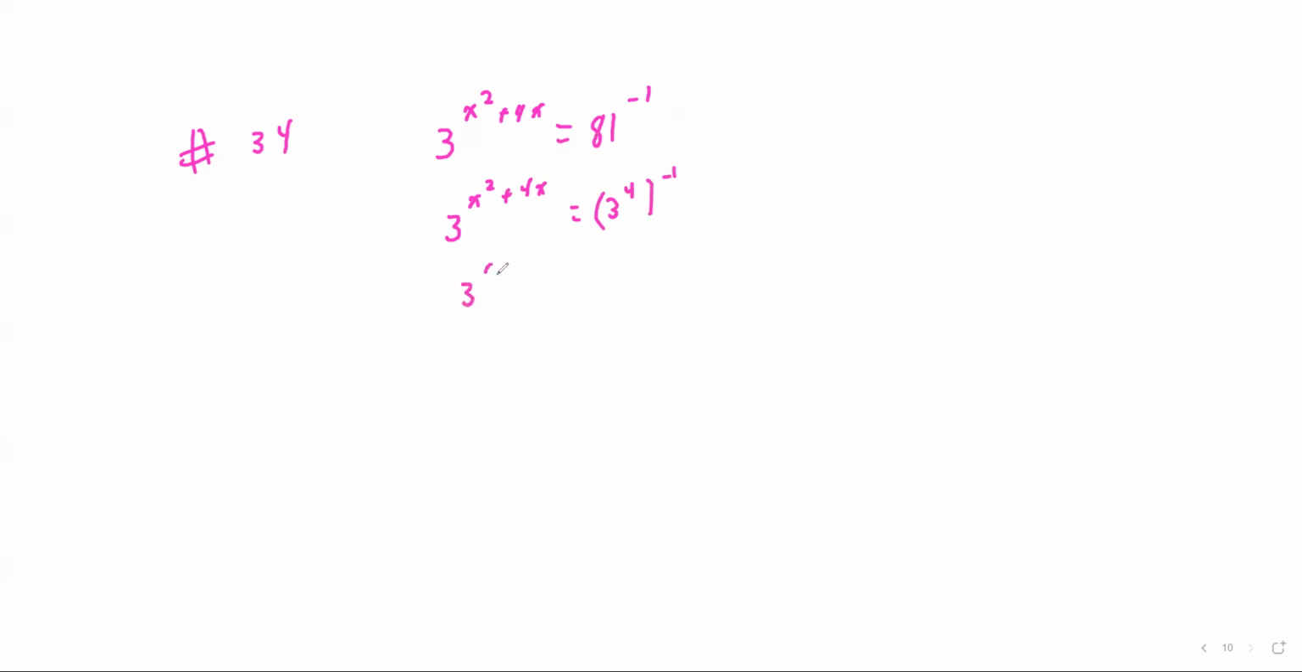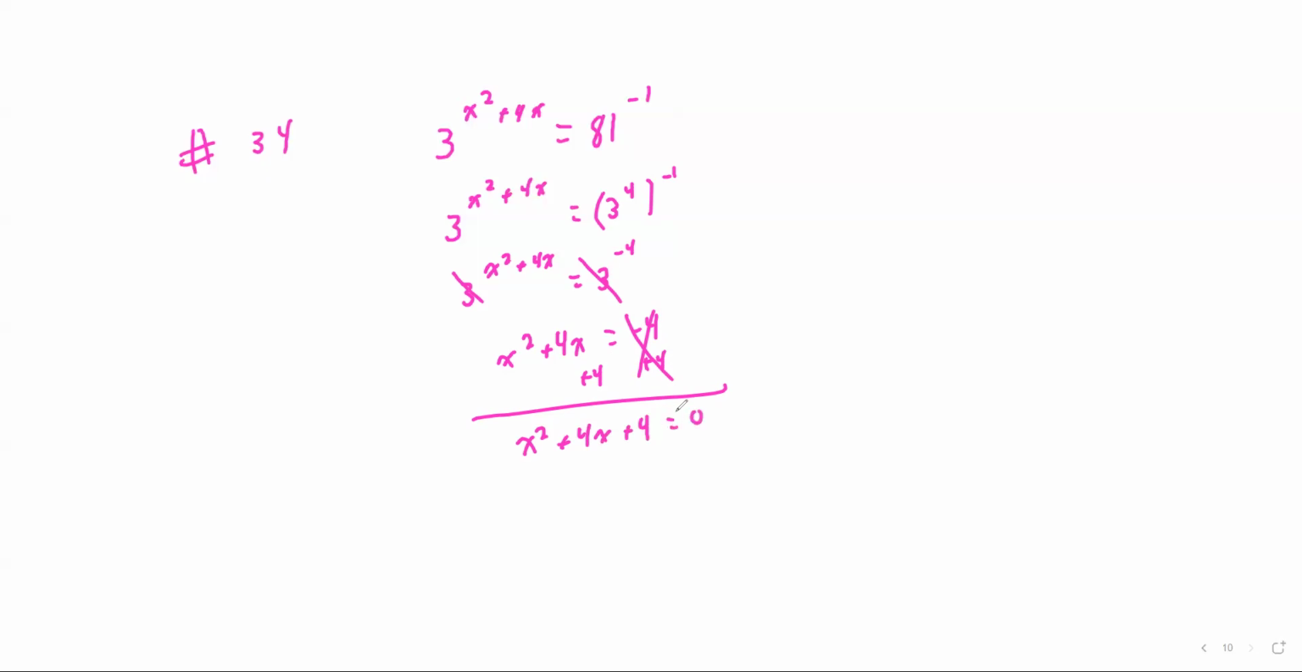So now I get 3 to the x squared plus 4x. 4 times negative 1 will give me negative 4. So again, for these two things to be equal, the exponents have to be equal. So now I get x squared plus 4x, and if you like, you can cross the bases out to help you see it, equals negative 4. This is a quadratic. We solve quadratic equations by setting equal to 0, so I'm going to add 4. And now I get x squared plus 4x plus 4 equals 0.